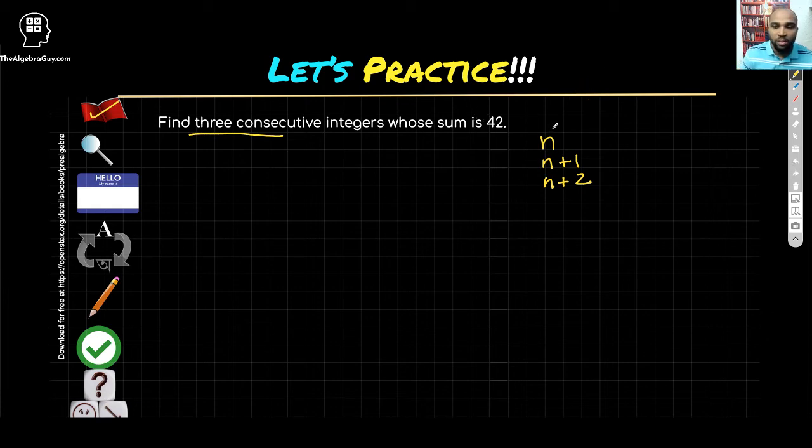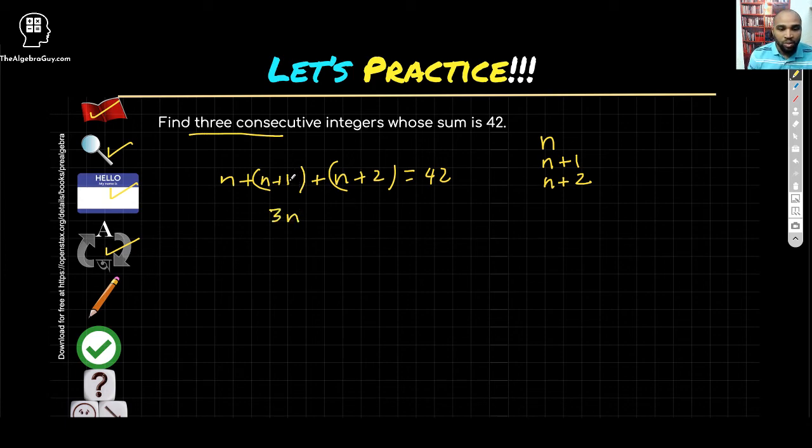We know that the sum of all these is equal to 42. So I named them, and let's set it up as an equation. n plus (n plus 1). I'm going to put parentheses just to remember that it's representing a number. And (n plus 2) is 42. All right, solving this, we got n plus n plus n, which is 3n, 1 plus 2, which is 2, equals 42. Subtract 2 on both sides, and I get 3n equals 40.